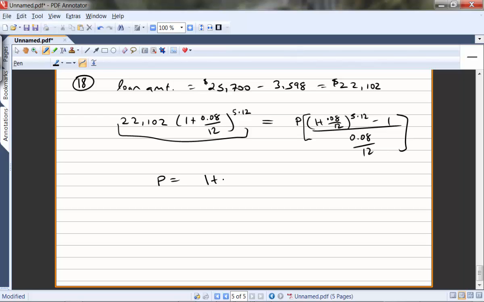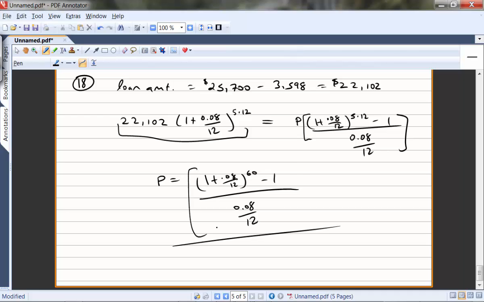So we quickly see then that P is equal to, whoops, not to the power of 12. 5 years times 12 months, 60 months in 5 years. There's 60 compounding periods in 5 years if interest compounds monthly. So P would be that divided by 22,102 plus 0.08 over 12 to the power of 60. That's what your monthly payment would be.